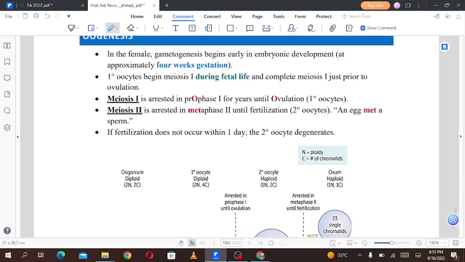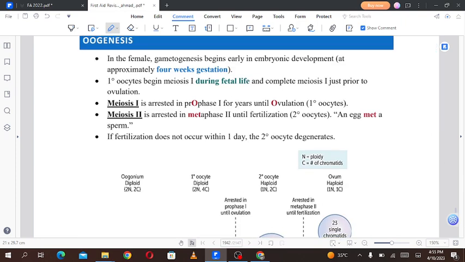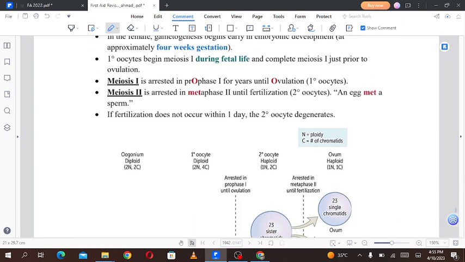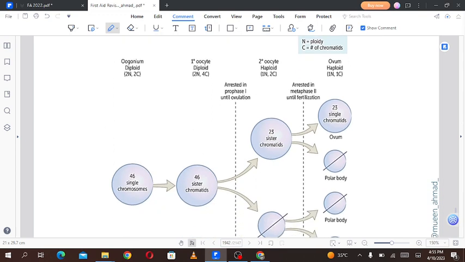Okay, then we have oogenesis. So let's discuss this diagram first. Here you can see oogonium is a diploid cell, just like the somatic cell of the body. It is 2N, 2C. 2N means it has a pair of chromosomes, so 23 pairs of chromosomes are present. That means 2N, 2 times the number of chromosomes, and 2C means that it has 2 chromatids for each chromosome, right?